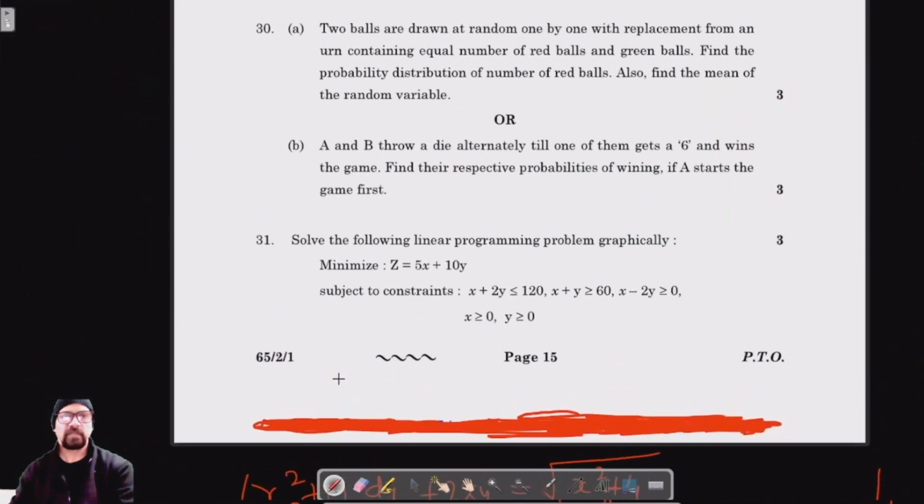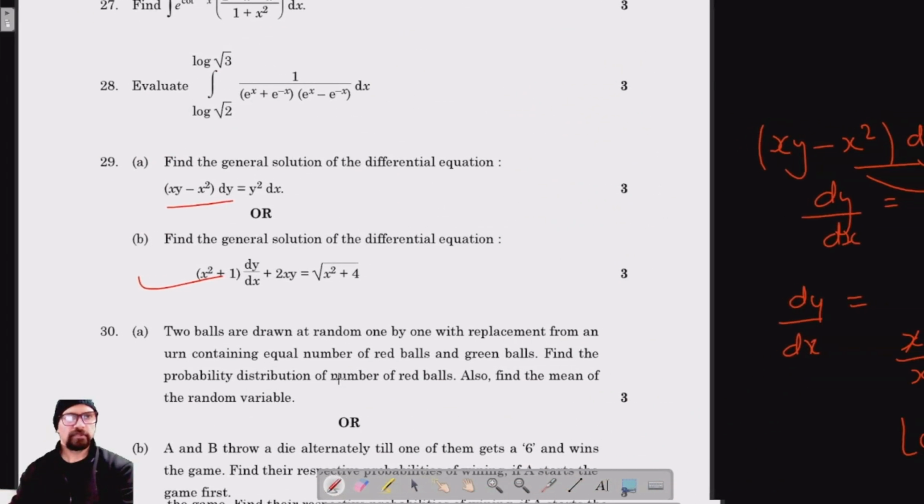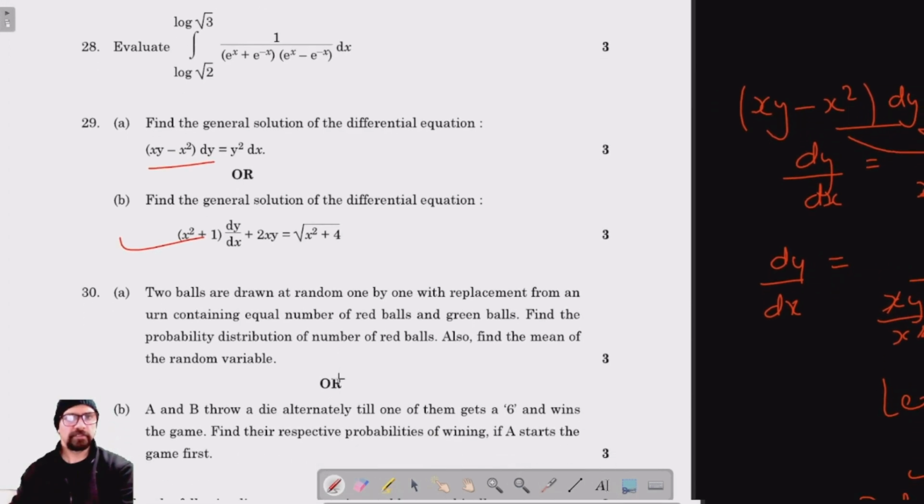And this solves our question number 29 as well. Let's move on to question number 30.